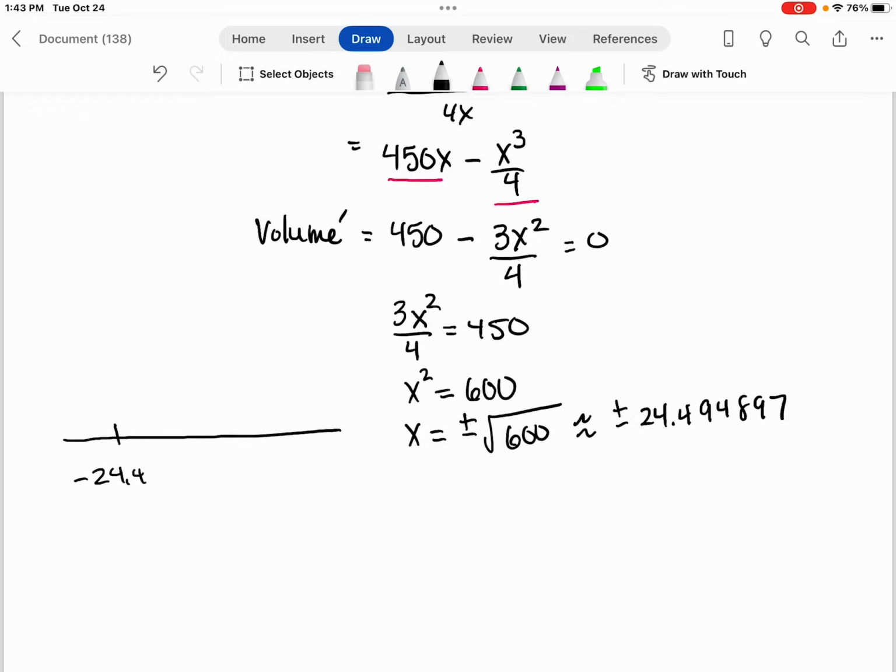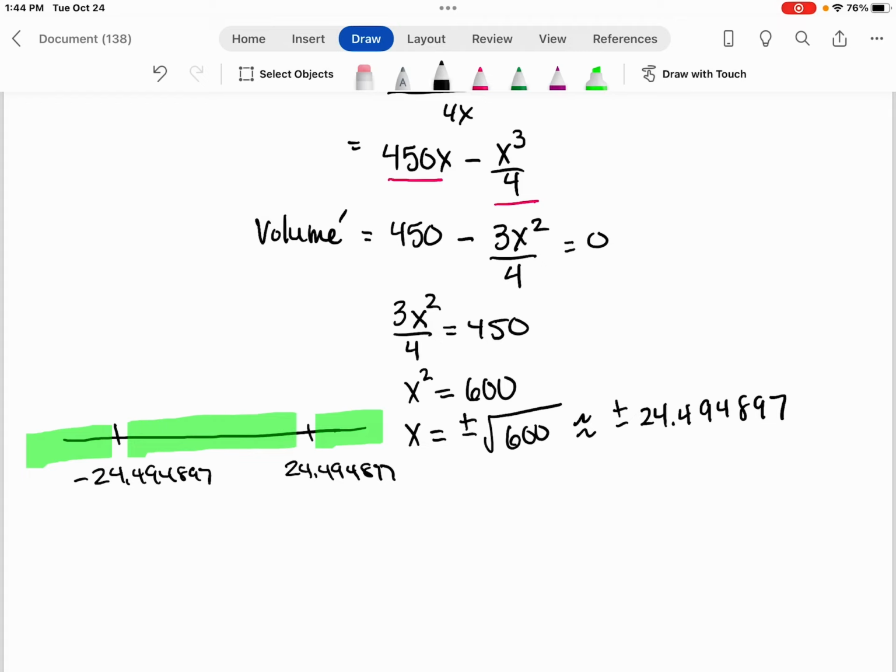If you do that by hand and you make a sign chart, then what you want to do, I have negative 24.494897 over here. And then just like on the number line, I would have the positive 24.494897 over here. And then I want to pick test points on each of these intervals. So I have this interval from minus infinity up to the negative 24. Then I have everything in between. And then I have from 24 and up, so to positive infinity.